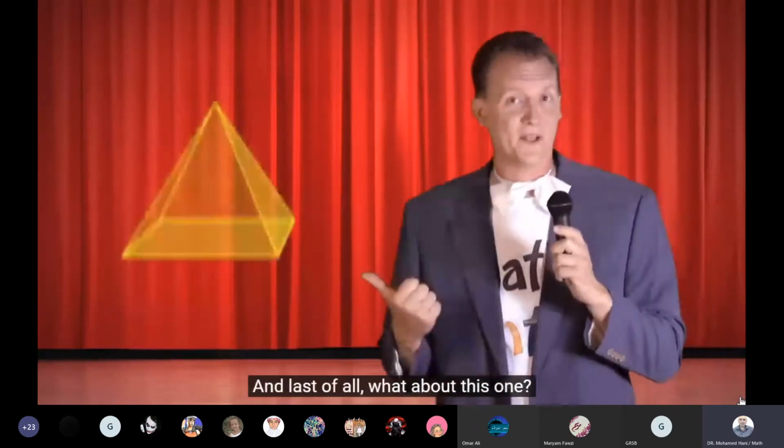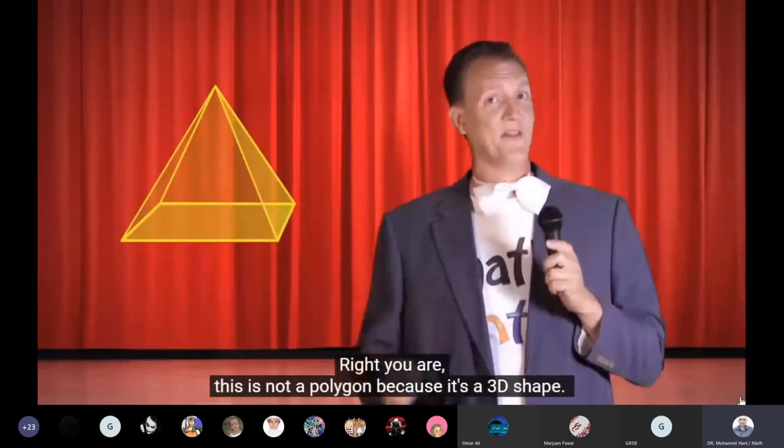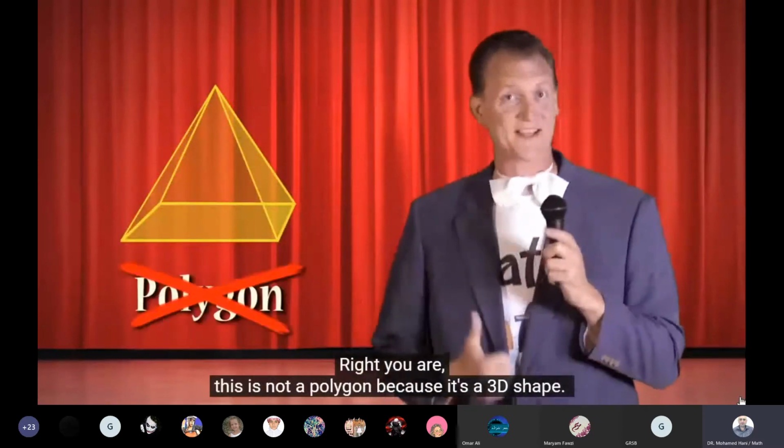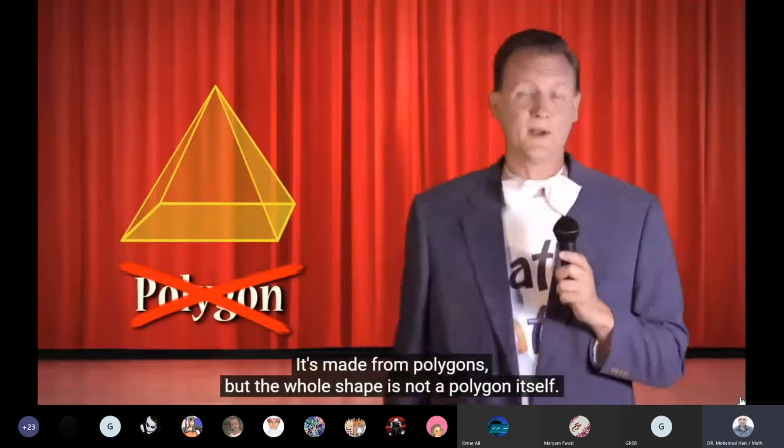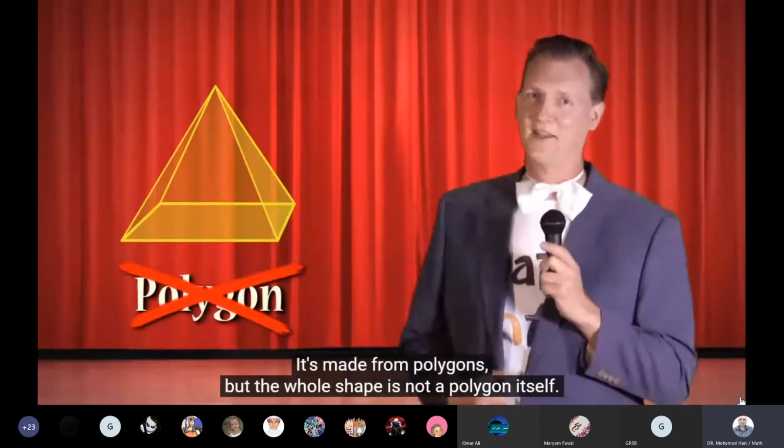And last of all, what about this one? Right you are. This is not a polygon because it's a 3D shape. It's made from polygons, but the whole shape is not a polygon itself.